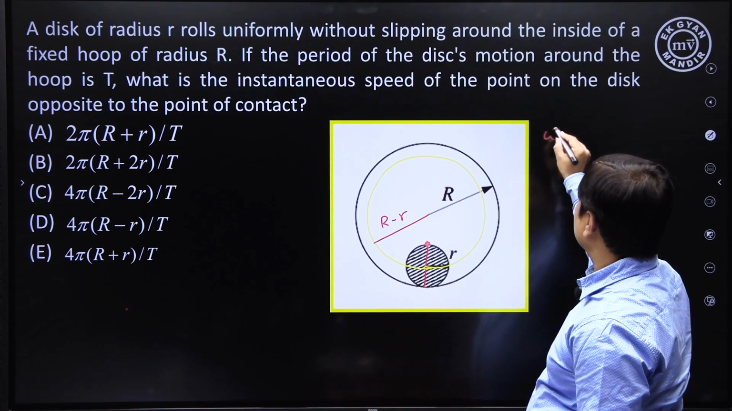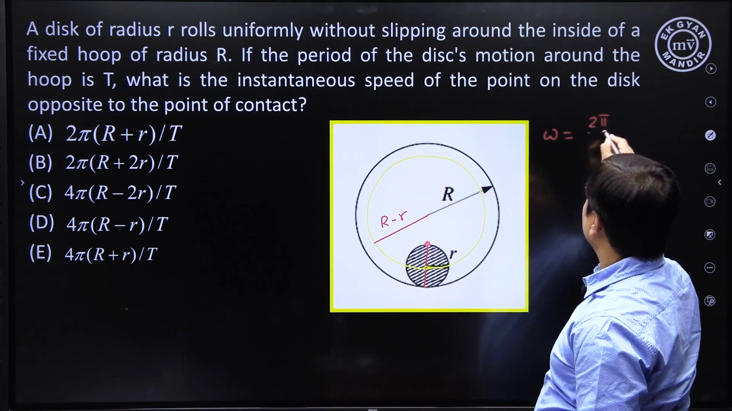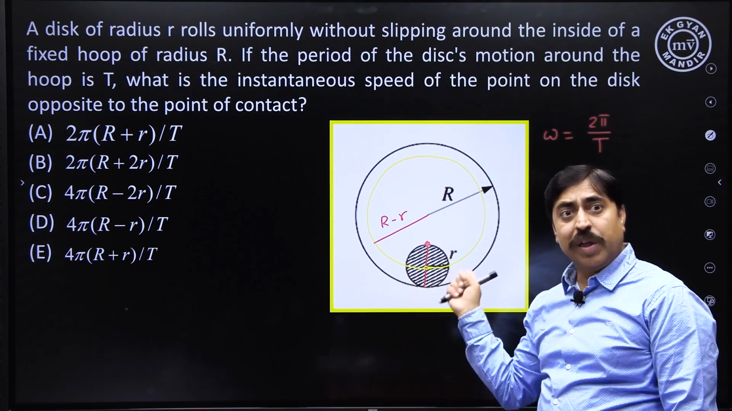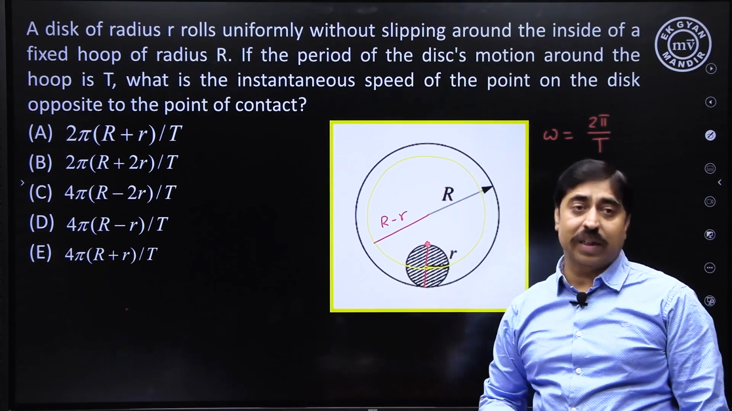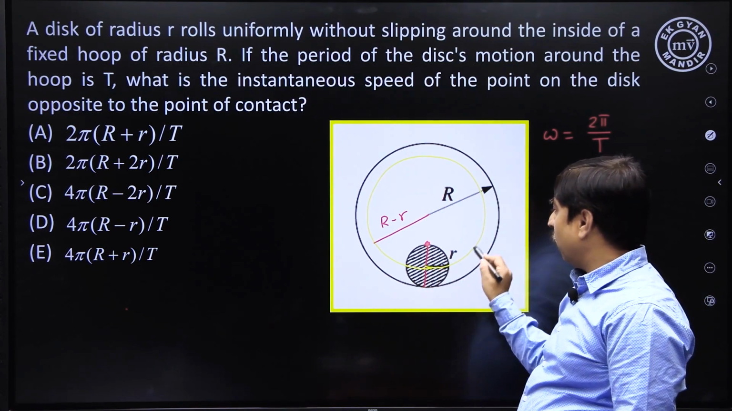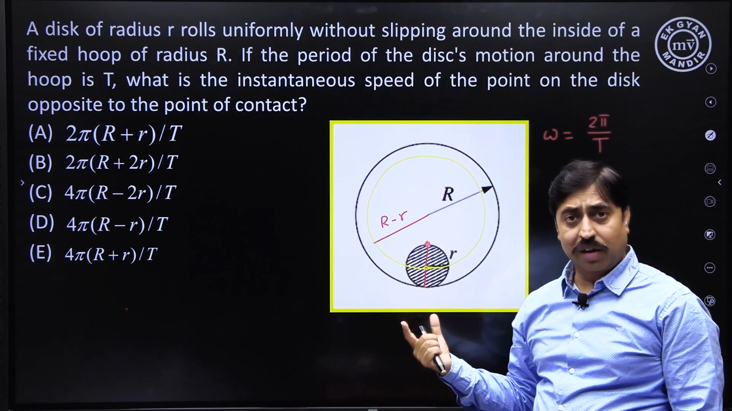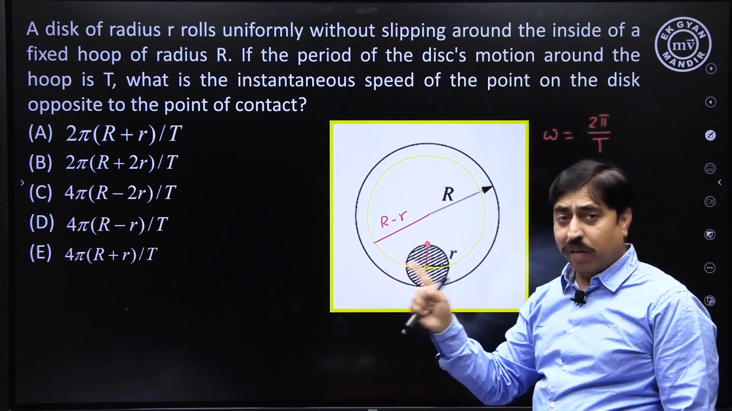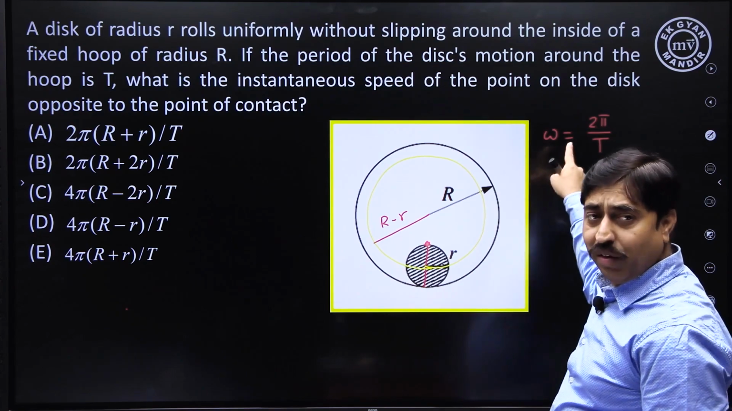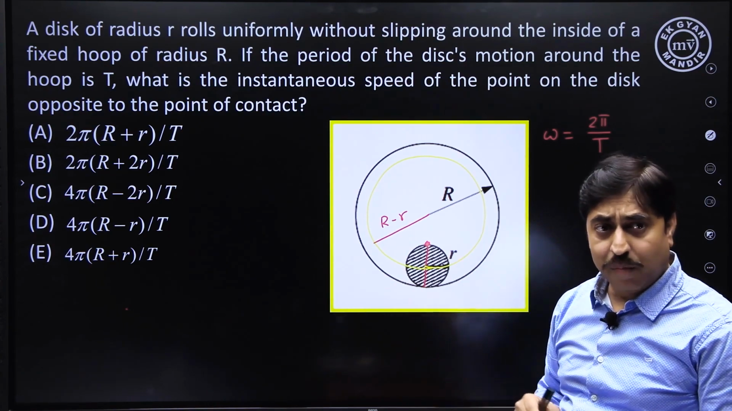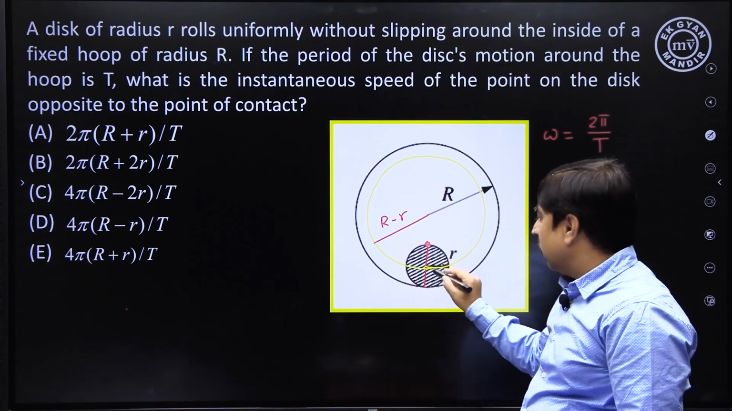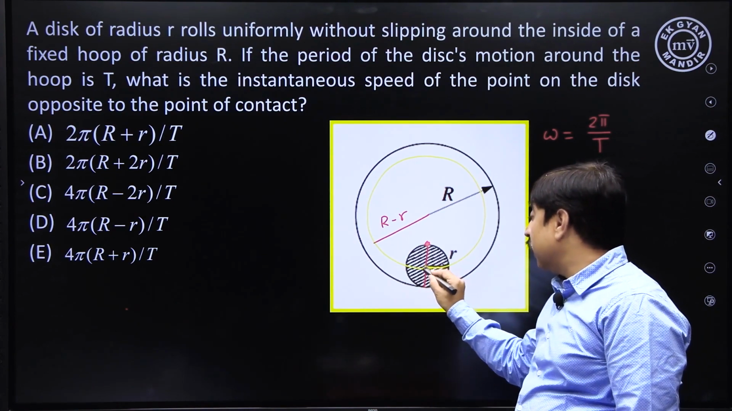The angular speed is nothing but 2 pi upon time period. So the angular speed of revolution of the center of the disk: just look at the center of the disk, it is going in a circle of radius R minus r and it completes one revolution in time T. Therefore its angular speed is 2 pi by T radian per second. So what is the speed of the center of this disk?